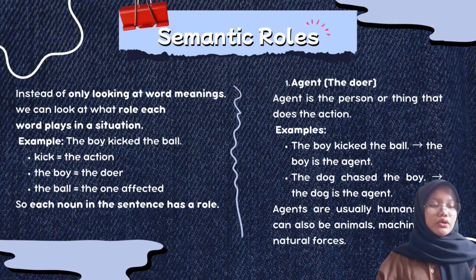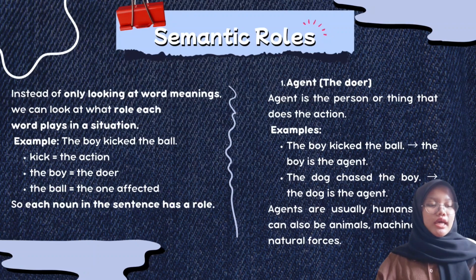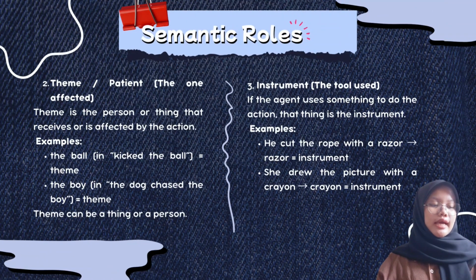Instrument, the tool used. If an agent uses something to do the action, the thing is the instrument. Example, he cut the rope with a razor. A razor is the instrument. She drew a picture with a crayon. The crayon is the instrument.